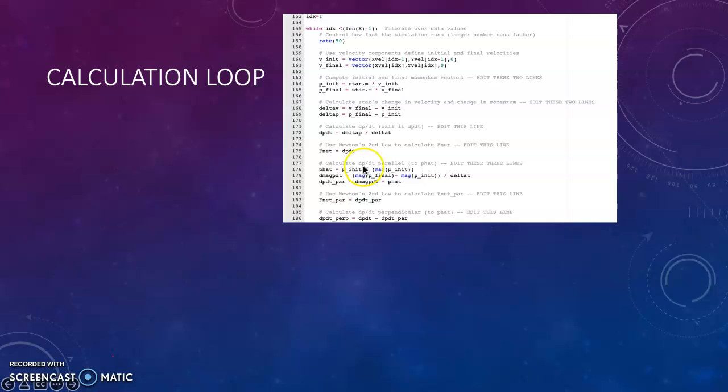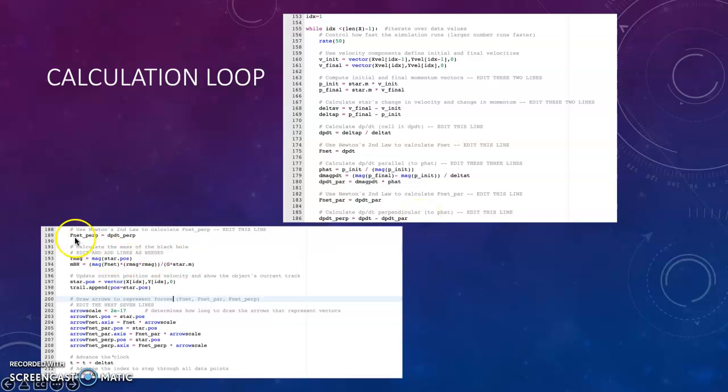So we then turn to finding dp dt parallel, which gives you the net force of the parallel plane. We then solved for the perpendicular portion of it, which gives you perpendicular force. In turn, by finding the mass of the black hole, we are able to fill in the rest of the code and give us a video seen as such.